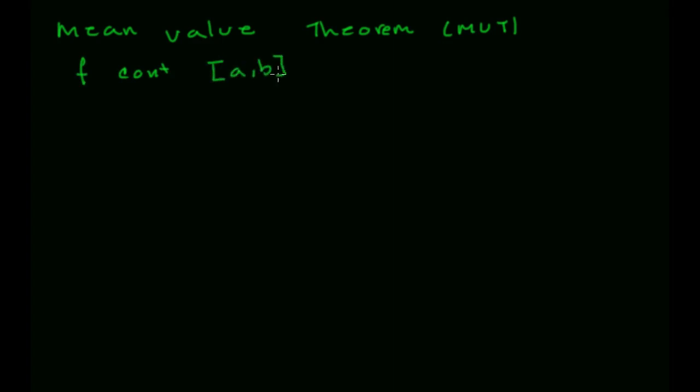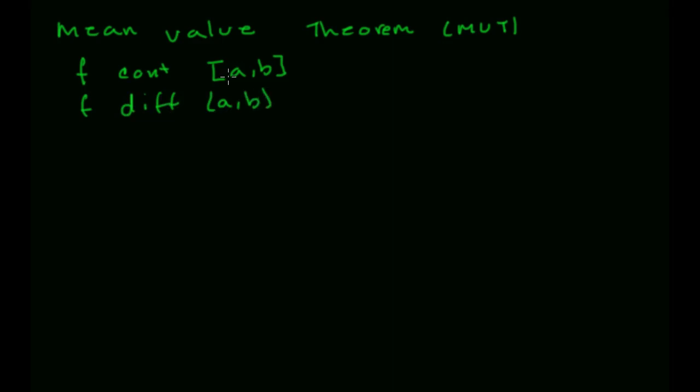Okay, so we're finally going to actually work with the mean value theorem itself. So mean value theorem, we can abbreviate it MVT. So the conditions are the same as the conditions that you need for Rolle's theorem. You need f to be continuous on the closed interval AB. We need f to be differentiable on the open interval AB.